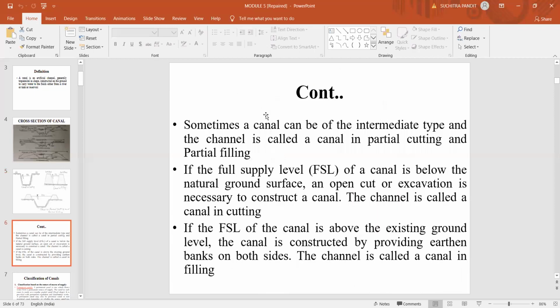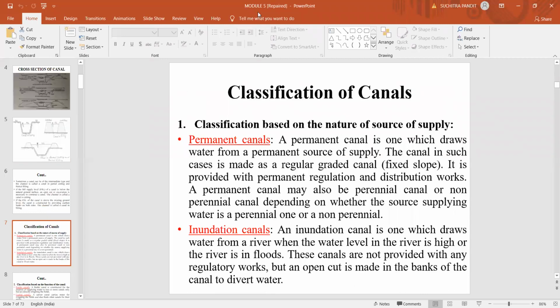Now, we know what a canal is. A canal is an artificial man-made structure on the ground to carry water from the reservoir or river to the agriculture field. So now we shall discuss the classification of canals. Canals based on the nature of source of supply.